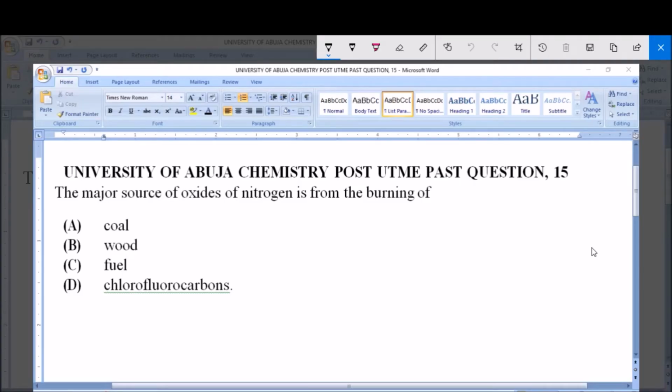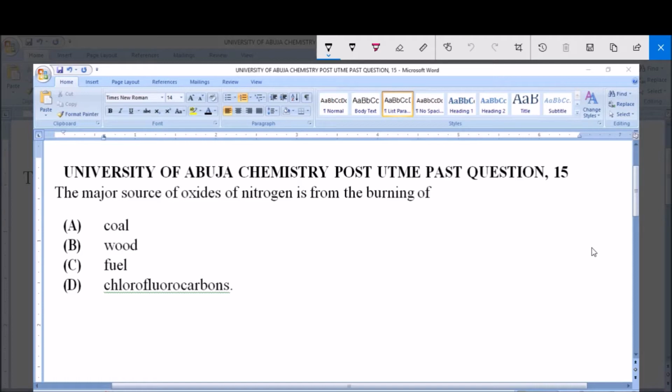Today we'll be dealing with University of Abuja Chemistry Post UTME Past question 15. It says the major source of oxides of nitrogen is from the burning of A. Coal, B. Wood, C. Fuel, D. Chlorofluorocarbons.